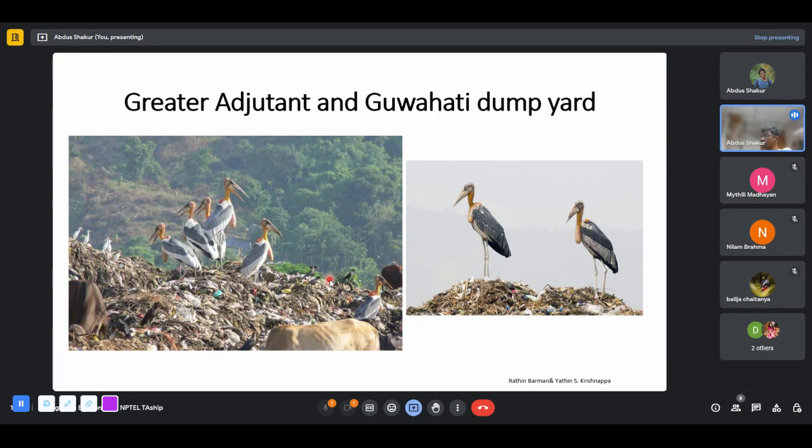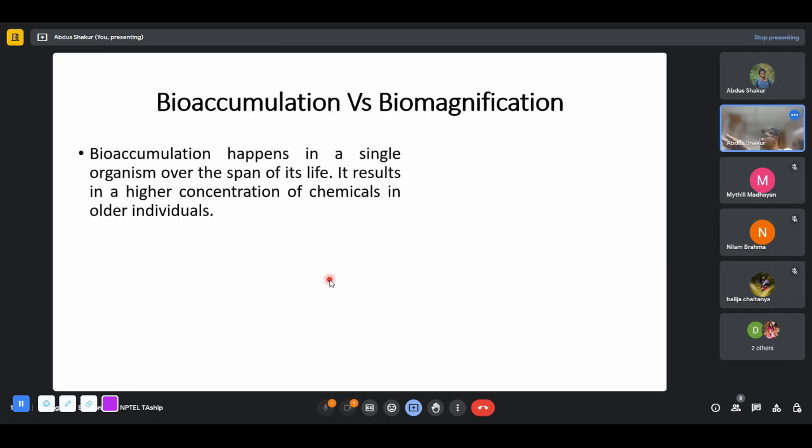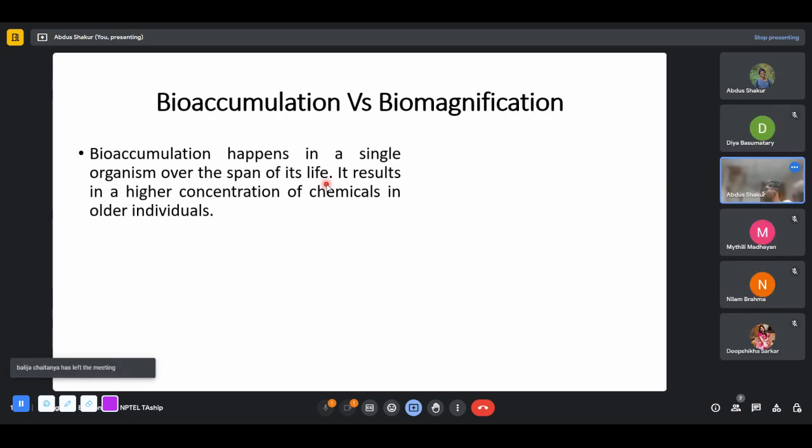So how can it affect them? For instance, if they don't end up dying from choking on plastics, since they're eating a lot of waste, and that waste has a lot of chemicals, it can lead to accumulation of those chemicals across the span of their life. That is called bioaccumulation, and it happens in a single organism over the span of its life.